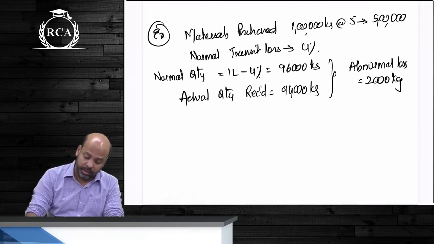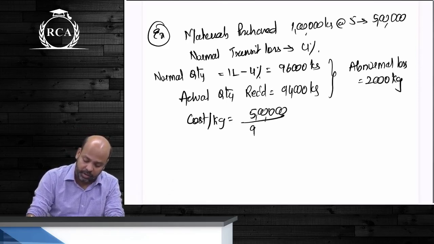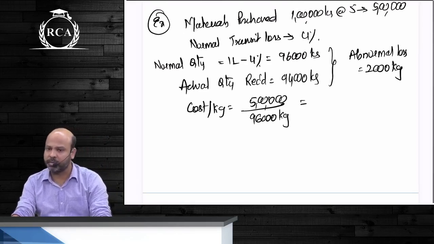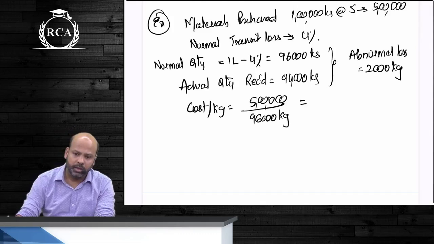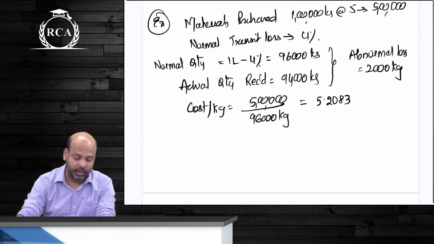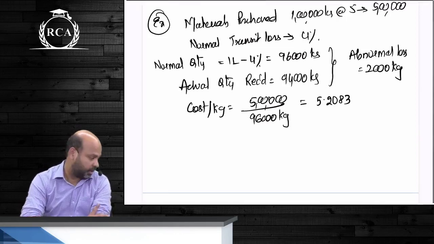So when you now determine the effective cost per kg, you're going to allocate that 5 lakh rupees to 1 lakh kgs or 96,000 or 94,000? 96,000 kgs. You will apportion that 5 lakh rupees to 96,000 kgs. Are we clear about this? How much will that become? 5.208. It is a small amount, so take 4 decimal points. 5.2083 will be the effective cost per kg.